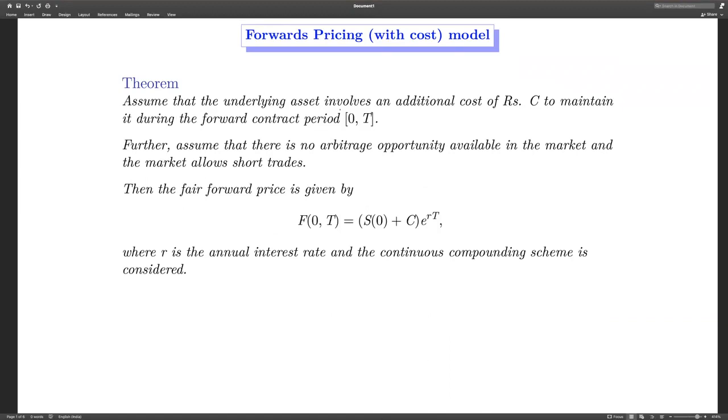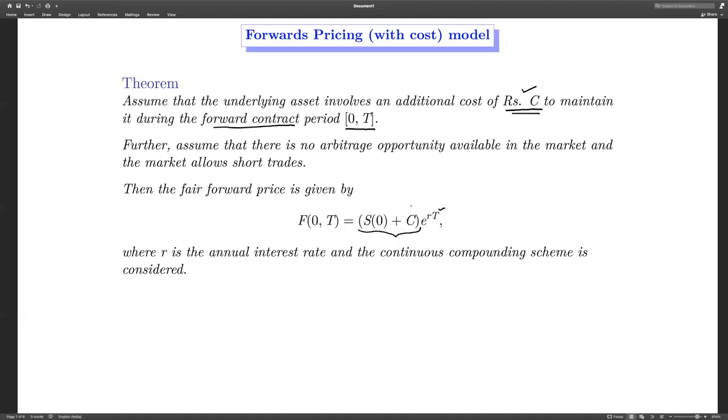So let us assume that the underlying asset involves an additional cost, say rupees C, to maintain it during the forward contract period. Say, for instance, you have made a contract to sell rice to your counterpart, say 100 kgs, and till the maturity time, you have to store this rice, right? So let's say that the storage space cost rupees C. Somehow you have to get it from the person who is going to buy the rice at time T, right? So therefore that should also be included in your pricing model.